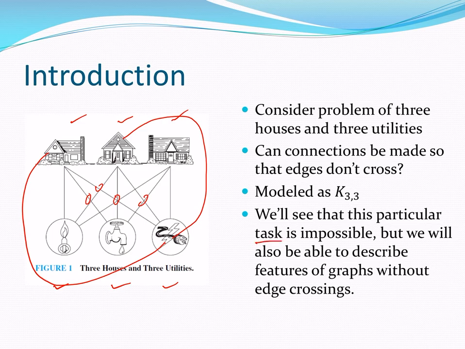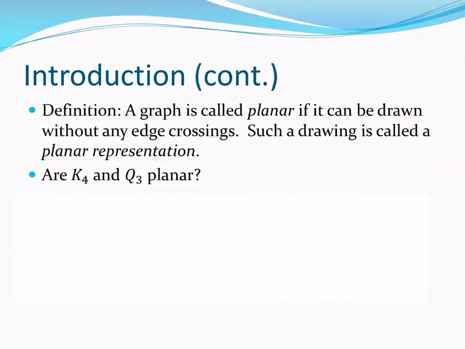It turns out that the task is impossible to do, and we'll show you how we know that in a little bit. But it's also going to be useful to decide when we can draw graphs without edge crossings. A graph is called planar if it can be drawn without any edge crossings. And such a drawing is called a planar representation.